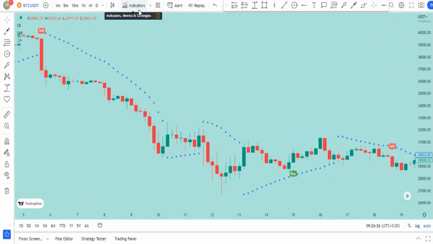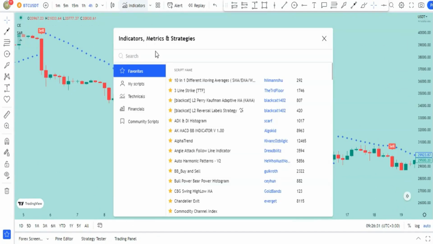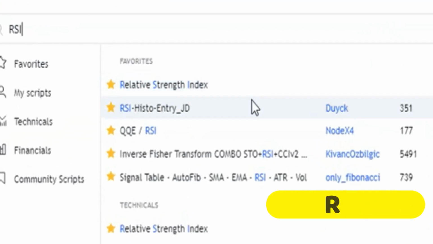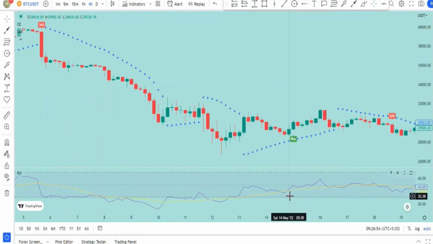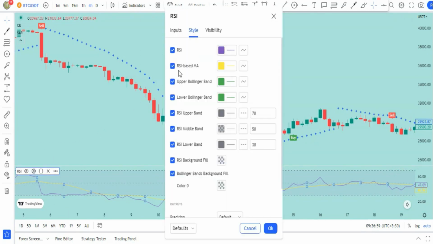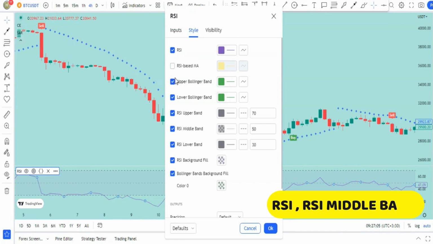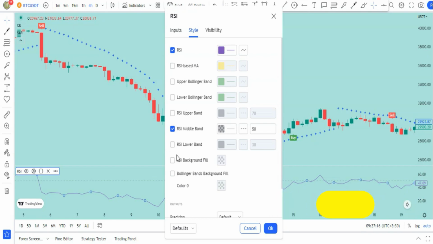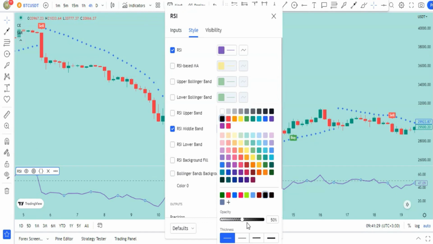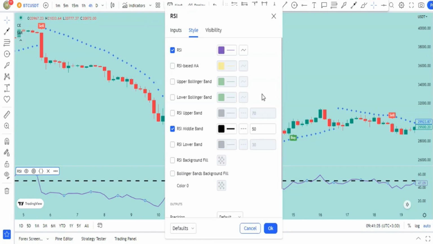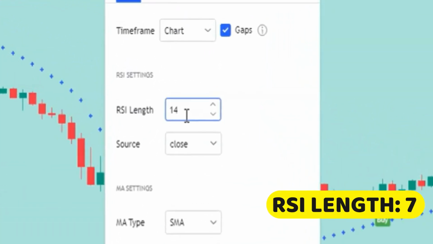Now we need to complete the trading setup by adding the third indicator. This indicator is called RSI, or Relative Strength Index. In the RSI settings, disable all options except for RSI and RSI middle band. And make these options a little more colorful and thicker. Then change the RSI length to 7.